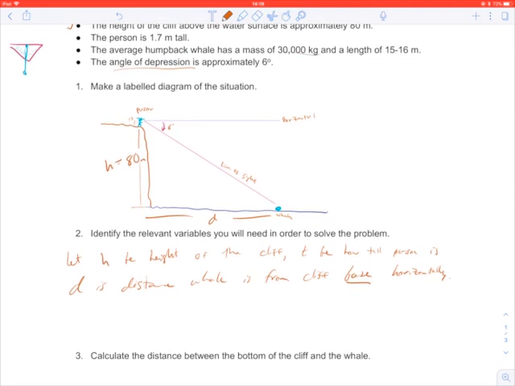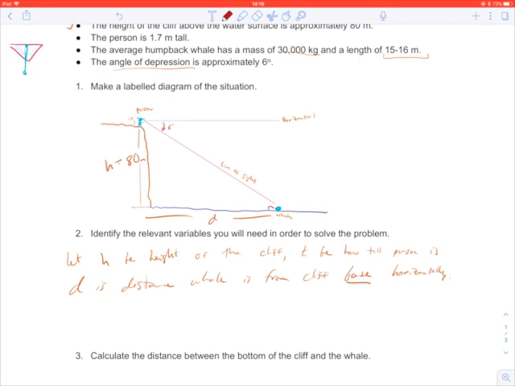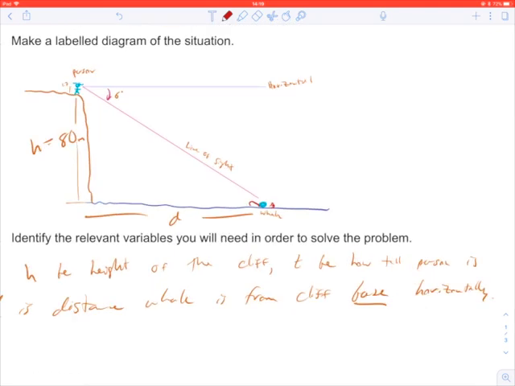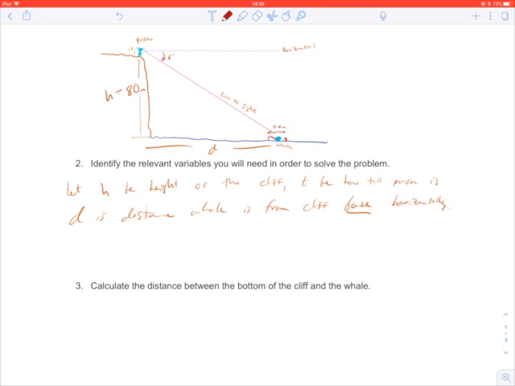Don't care about the mass. Maybe that's interesting, I'm not sure. We'll get there. 14 to 16 meters, because it could be, are we looking at the middle of that whale or the tail of the whale or the head of the whale? Maybe that could come in. So I'm not sure. I might just put that in there. 15 to 16 meters. Maybe that's important. Calculate the distance between the bottom of the cliff and the whale.